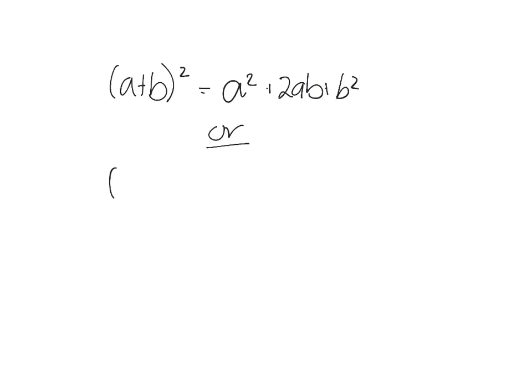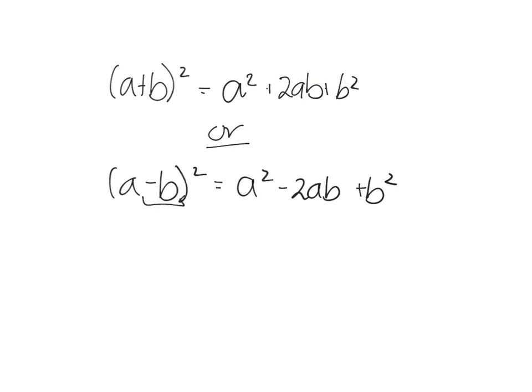So we can write a rule here for squaring a binomial. We can say that a binomial, a plus b all squared, is equal to a squared plus 2ab plus b squared, or a minus b all squared is equal to a squared minus 2ab plus b squared. Again, just because our b was negative in this case.